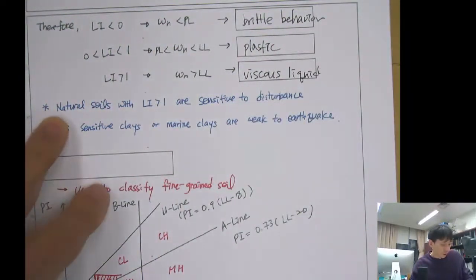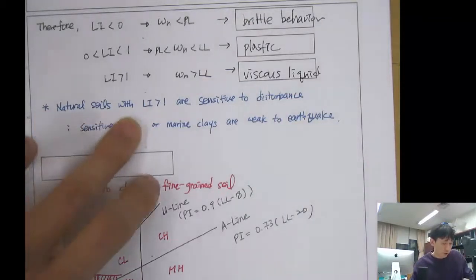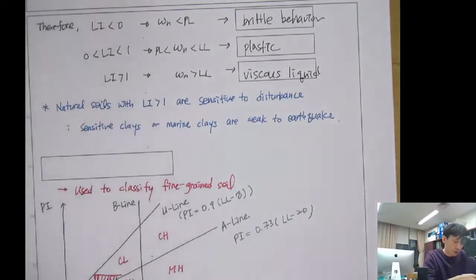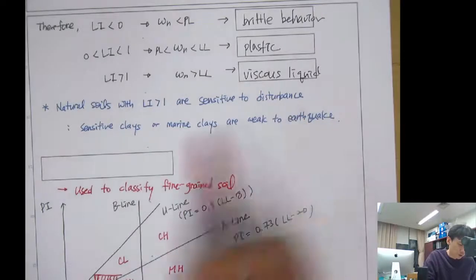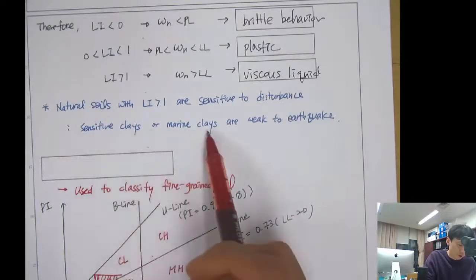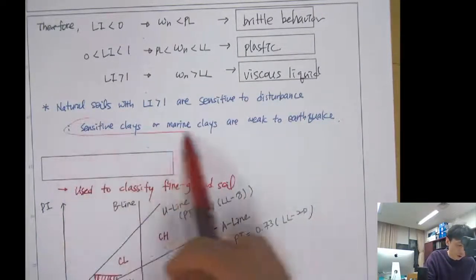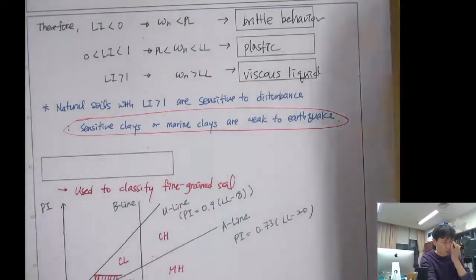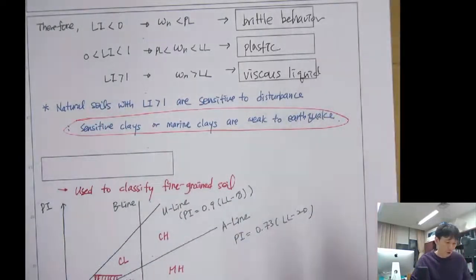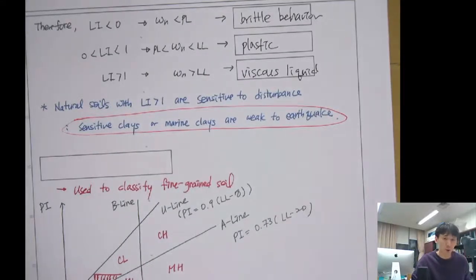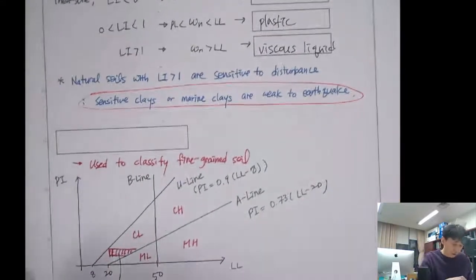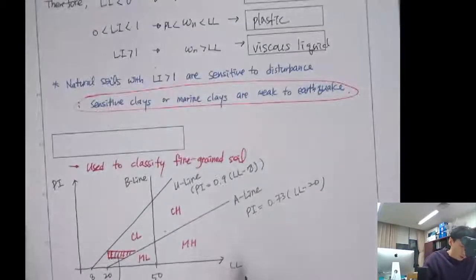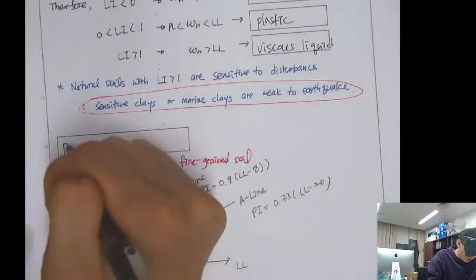Another note is that natural soils with a liquidity index larger than 1 are sensitive to disturbance. So sensitive clays or marine clays are weak against earthquakes. It requires very close examination when the liquidity index is larger than 1. Okay, the next one is the plasticity chart.